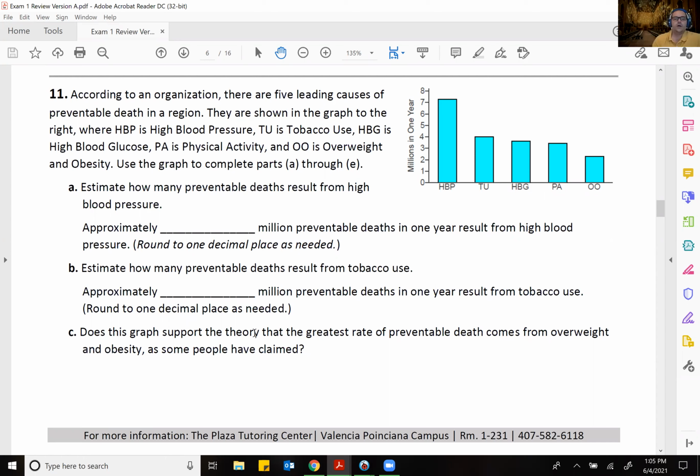All right, so estimate how many preventable deaths result from tobacco use. Again, 1 decimal.